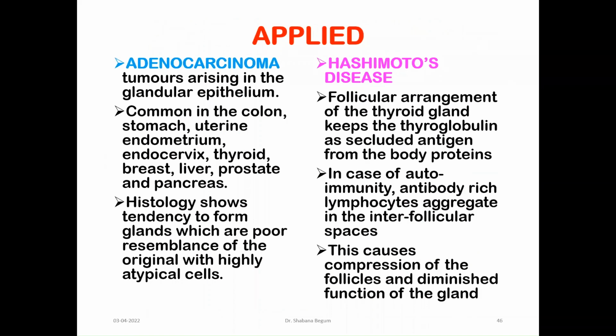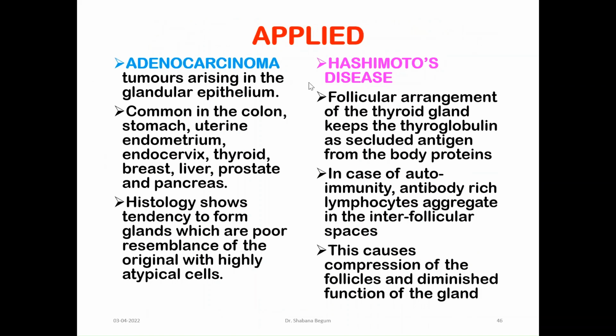Hashimoto's disease is a type of autoimmune disease. Here, antibodies are formed against the thyroglobulin. As a result, the lymphocytes rich with antibody aggregate in the interfollicular spaces. This causes compression of the follicles and diminished function of the gland, resulting in hypothyroidism.